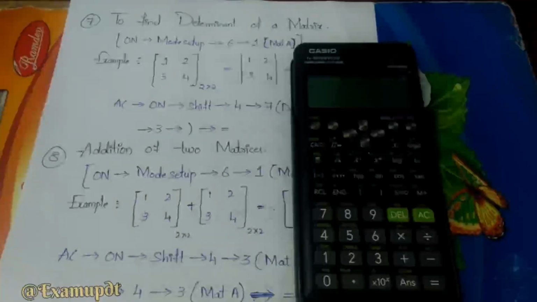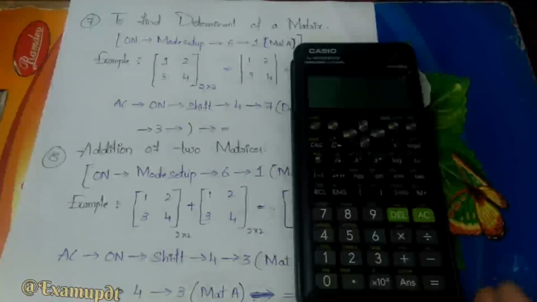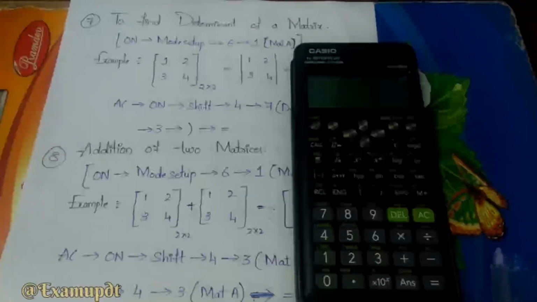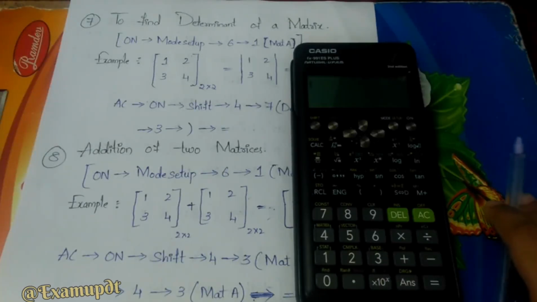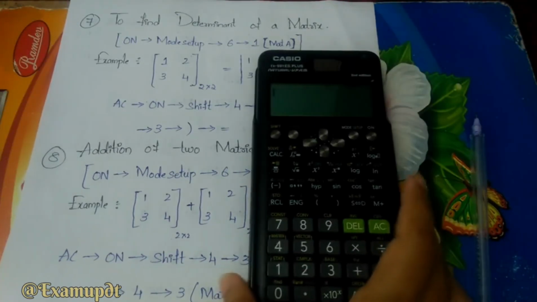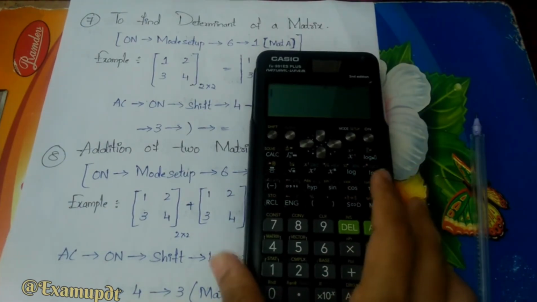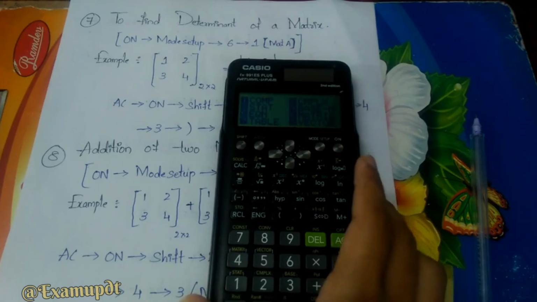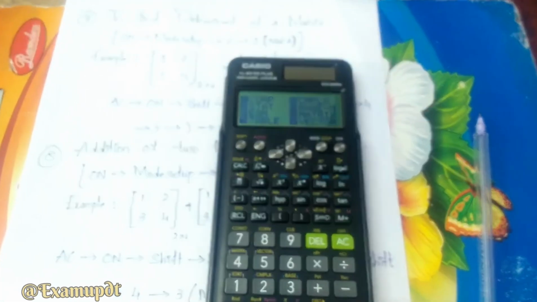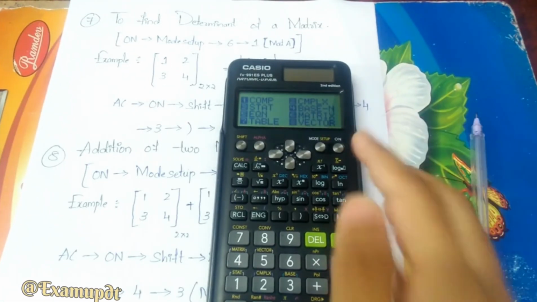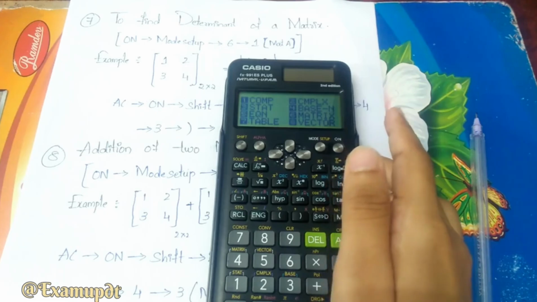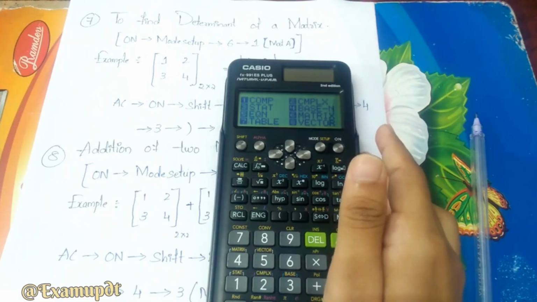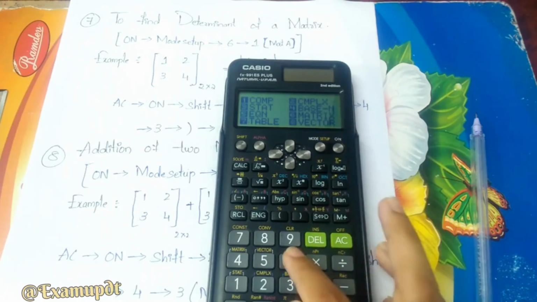So now the next important operation is to find the determinant of any matrix. To find the determinant of any matrix, you can do it in a simple way using the calculator. First turn on the calculator and then click on mode setup. Then you can see here 6 is for matrix. So we are finding the determinant of a matrix, so we have to take one matrix first. For that you have to click 6.